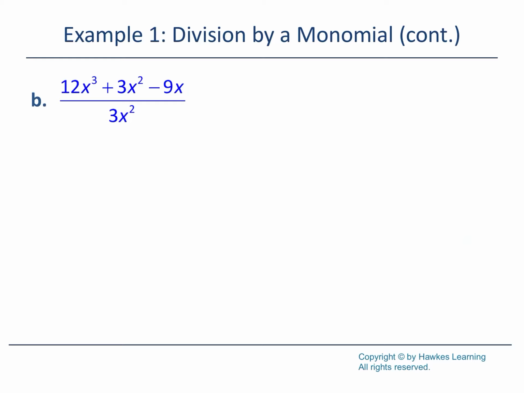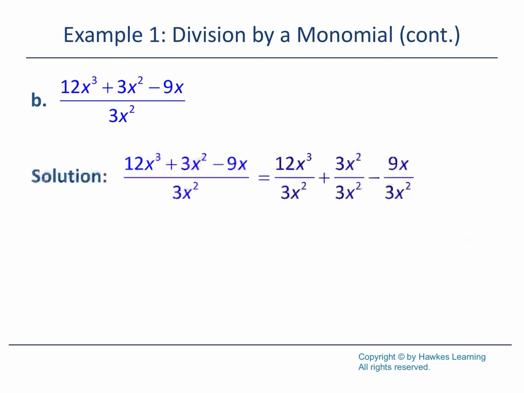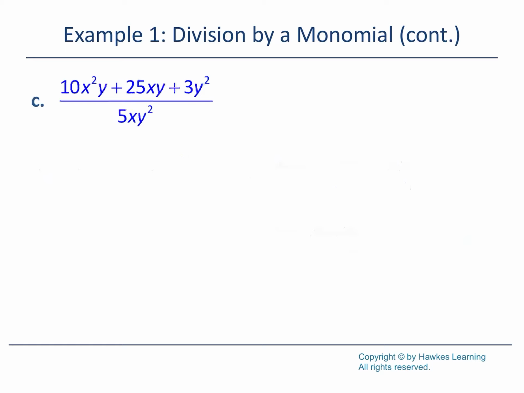Okay, so hopefully you were able to do it. Here's what it looks like. There's the 3 fractions. In each case, the denominator is the same, and in each case now we'll reduce them. So our final answer will be 4x plus 1 minus 3 over x. And here's another one. So pause the video and try this one out. Remember, in this case there are 3 terms in the numerator, so there will be 3 terms in your answer.